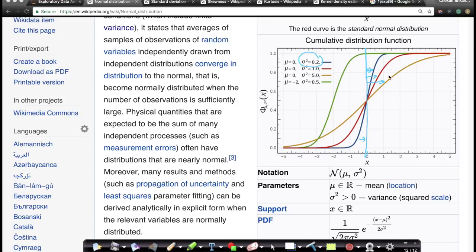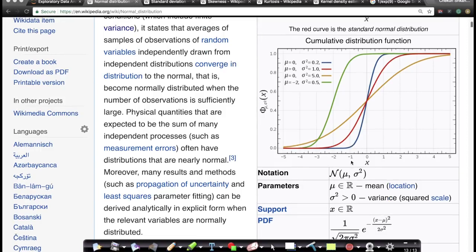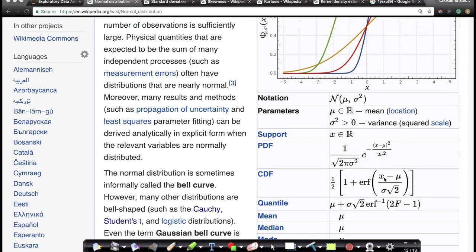There is of course a closed form equation. We saw the equation for the PDF of a Gaussian random variable. There is an equivalent formula for the CDF, but in the interest of time and to avoid too much mathematical complexity, I'll skip that. Of course, you can see in this nice table what the equation for the PDF is and what the equation for the CDF is.